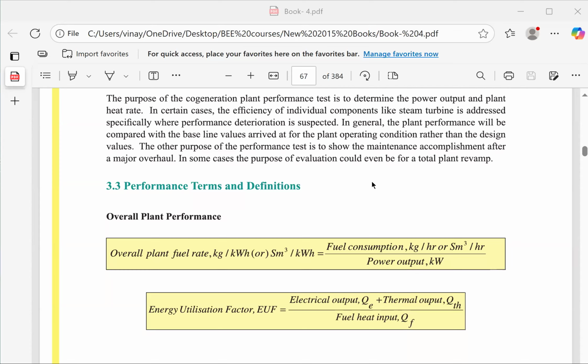Let us understand these formulae because you will have to calculate based on them. If small 5-mark numericals are there, they may give you a 10-mark question with 2 numericals, 5 marks each, A and B. So what is overall plant performance? The overall plant performance is measured in 2 parameters. One is the overall plant fuel rate. The name itself suggests the unit is kg per kWh or Sm cube per kWh.